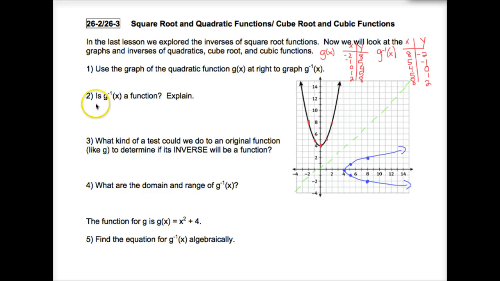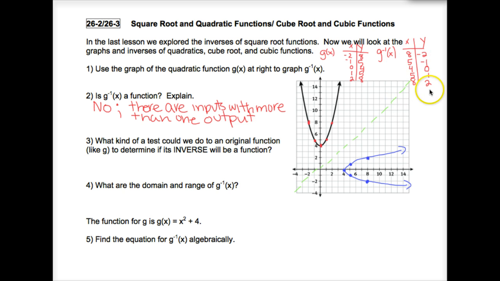All right, hopefully you came up with the answer no. G inverse is not a function. For your explanation, you could say one of two things. You could say there are inputs with more than one output. You can see that in the chart. Remember that if it's a function, each x has to have only one y. This x, 5, has two different y's, negative 1 and 1. So that could be an explanation.